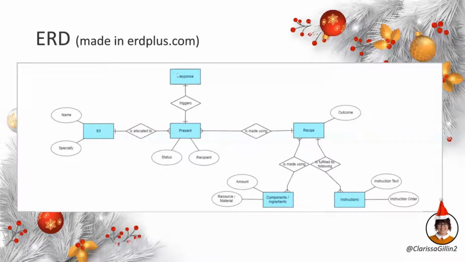So what we have is a response that comes in, and that response triggers a present to be created. That present has different attributes, different columns in it, like a status and a recipient. It's also allocated to one elf at a time, and it's made using a recipe.